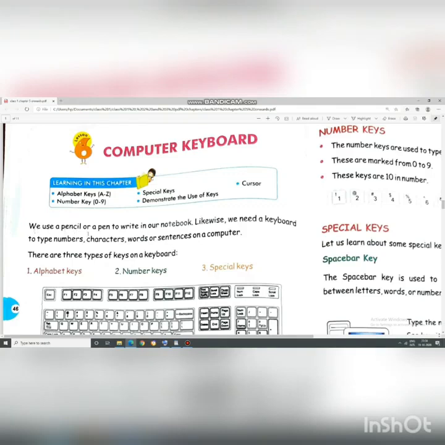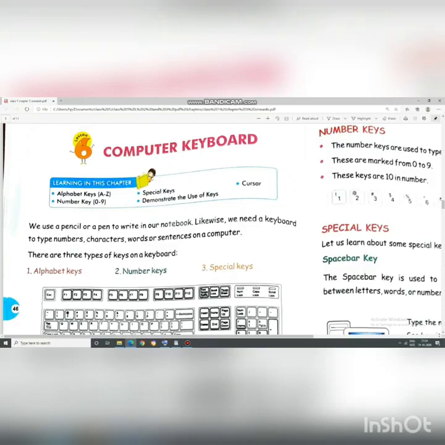We use a pencil or a pen to write in our notebook. Likewise, we need a keyboard to type numbers, characters, words, or sentences on our computer. Now, children, you must be writing with the help of a pencil in your notebooks. In the same way, when you use a desktop, laptop, your mobile, your tablet, you use a keyboard.